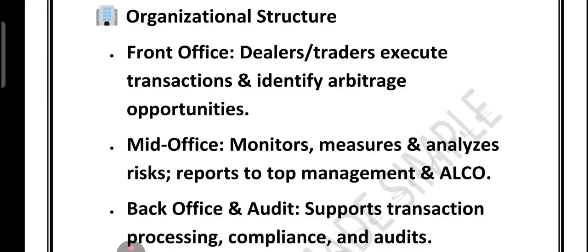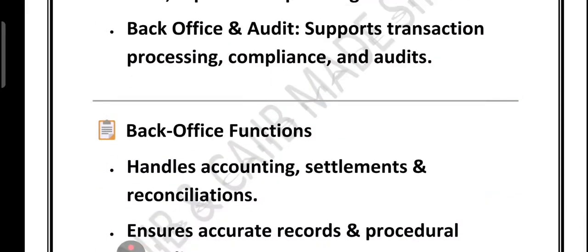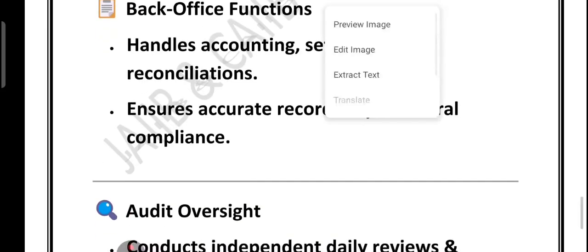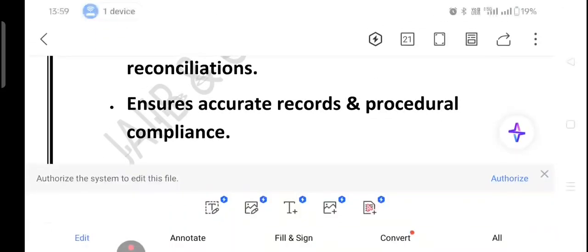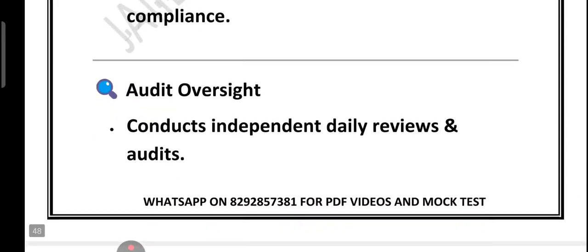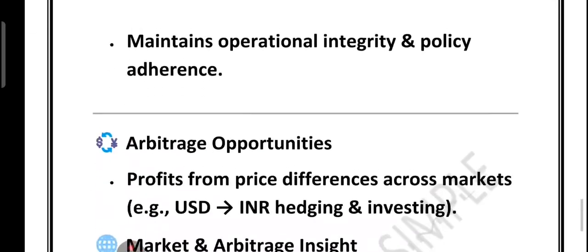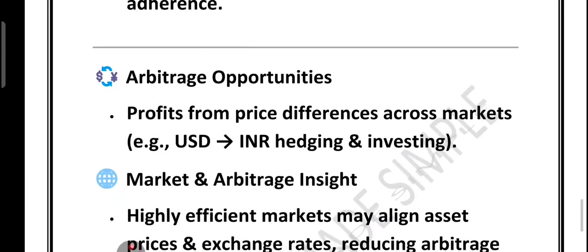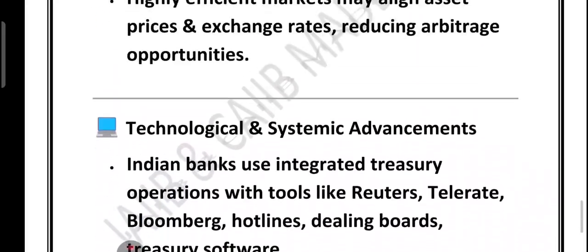Okay, so a question may be asked: what are the functions performed by the back office? Please remember: accounting, settlement, reconciliation. These are handled by the back office. They ensure that accurate records are kept, adherence to procedure is maintained, and they conduct independent daily review audits, right? They maintain operational integrity. Arbitrage opportunity is always there, which means profit from price differences in different markets, right? This is a chance which is present everywhere.